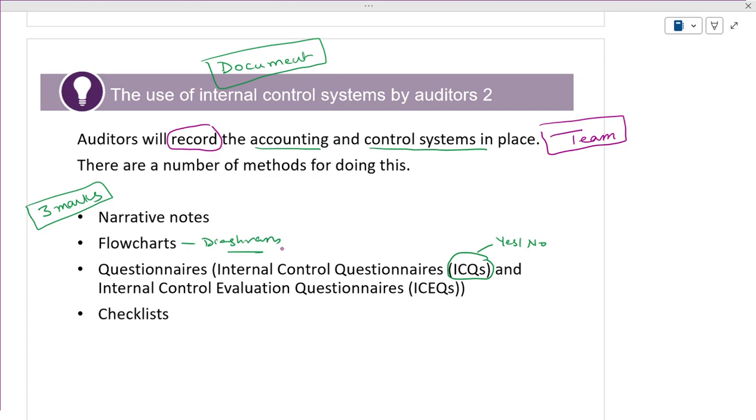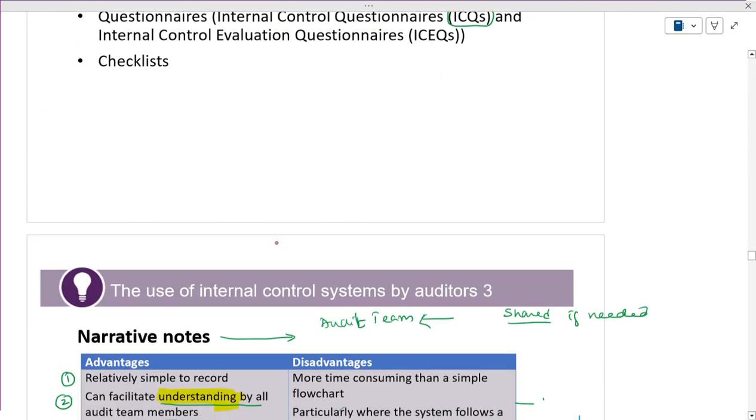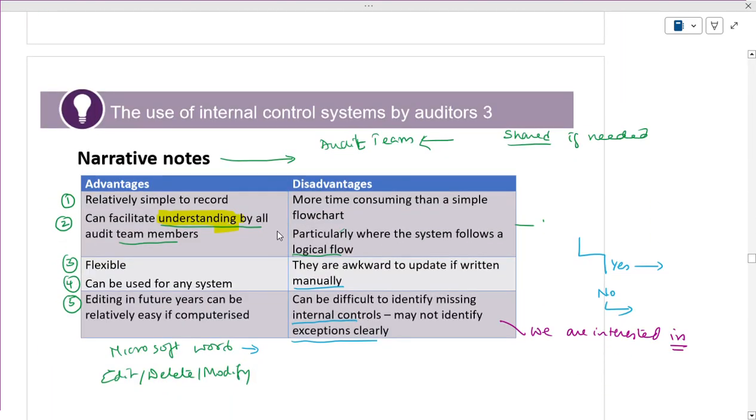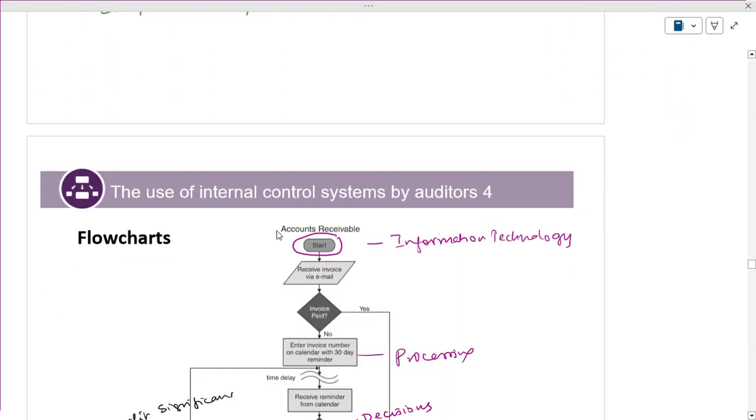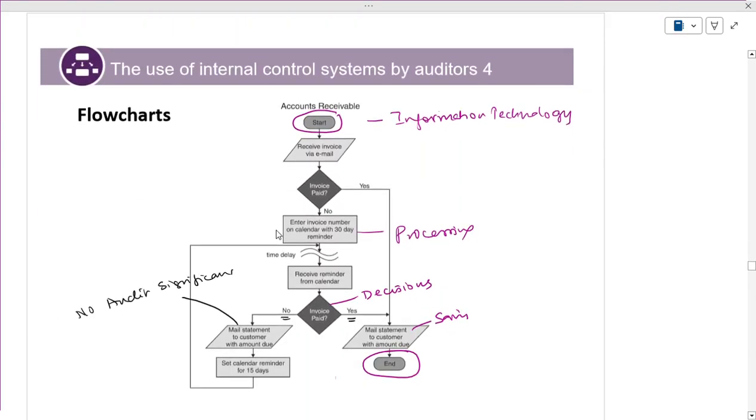The second is flow charts, how the decisions will flow. And you have the questionnaires, ICQ, the internal evaluation questionnaire, yes or no. And the last one is going to be the checklist. For every case there are narrative advantages and disadvantages. This is the flow chart, how the process goes.